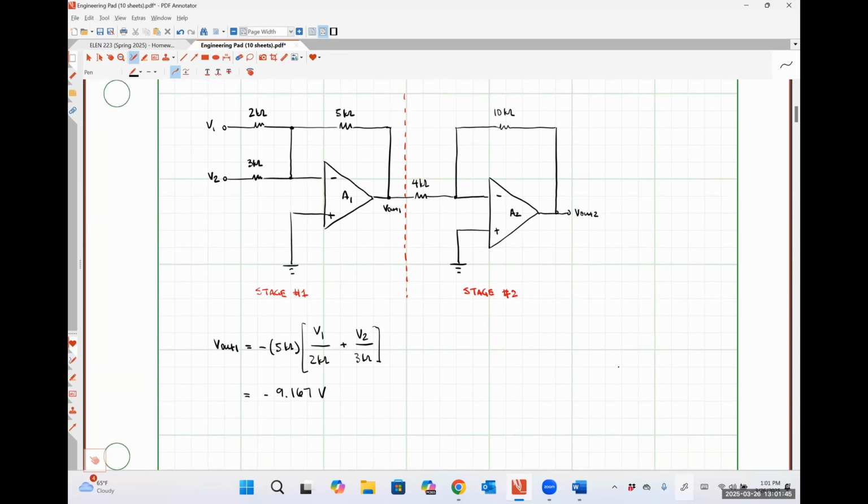Ignoring stage one, what kind of amplifier would stage two be? Where essentially we're just taking that output from V out one and saying that's our new input voltage for stage two. So treat the left-hand side as if it were a voltage source having a value of V out one. What would this be? Just an inverting amplifier, right? So we would have the relationship V out two is just negative 10 kiloohms over 4 kiloohms times V out one. Plug those numbers into your calculator.